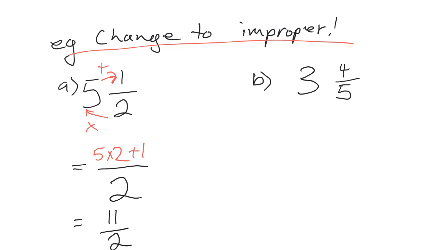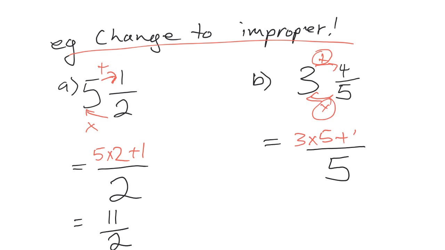Now let's do that again for 3 4/5. First thing that we have to do is bring down the 5, the denominator. Then we're going to take 3 times 5, and then we're going to add our top. So 3 times 5 plus 4. When you punch that into your calculator, the numerator becomes 19 over 5. And we're done. That's it.